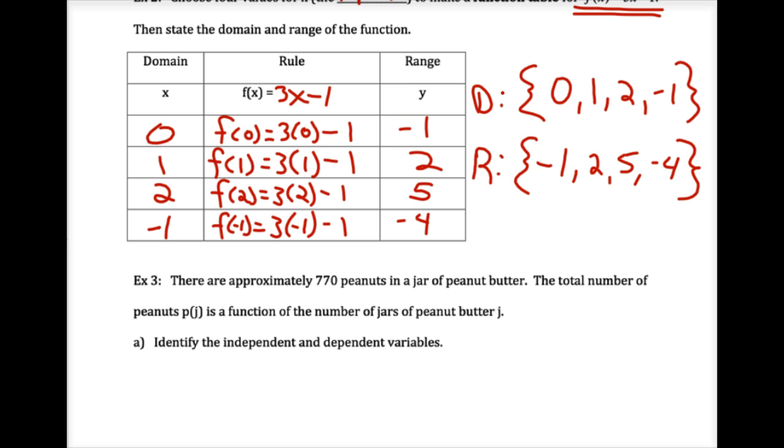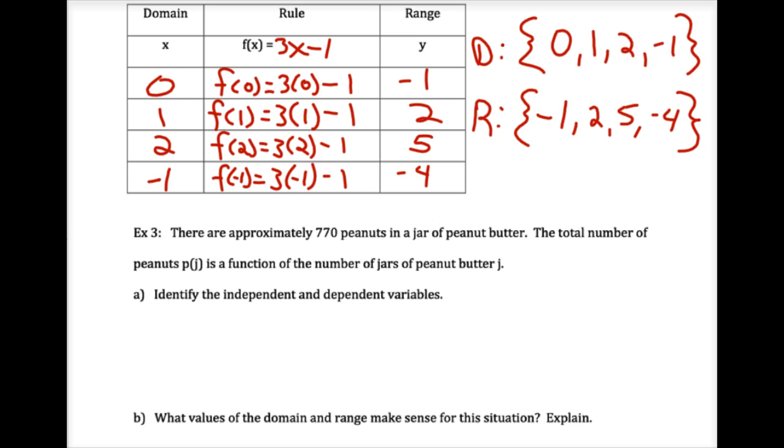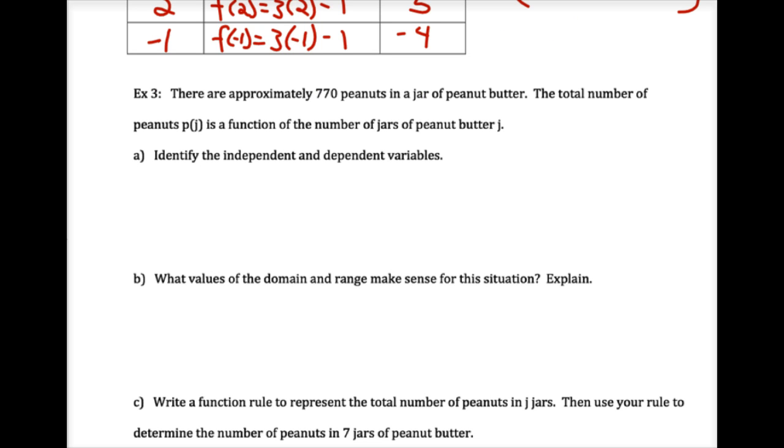All right. Okay, next, we're going to talk about these independent and dependent variables. All right. I did the research, people, and there's about 770 peanuts in a jar of peanut butter. Really? Yes. It's amazing. I just made that up. I'm lying.